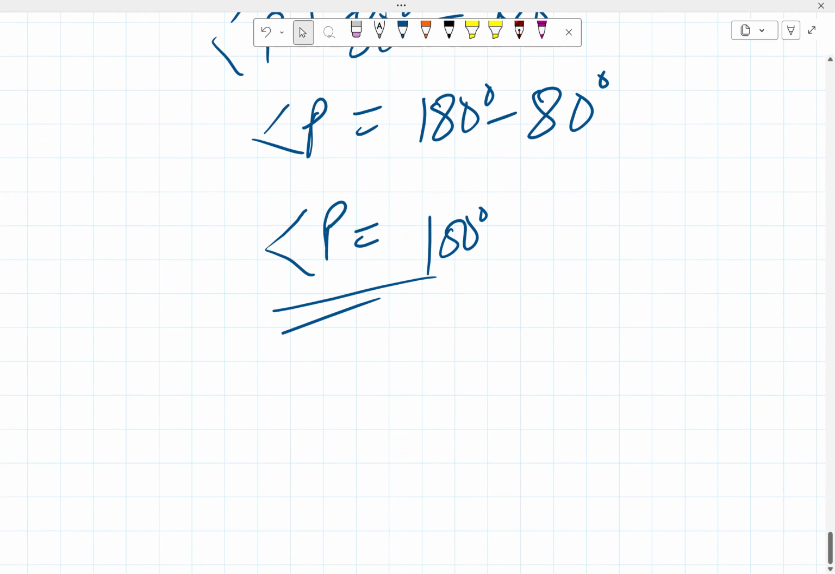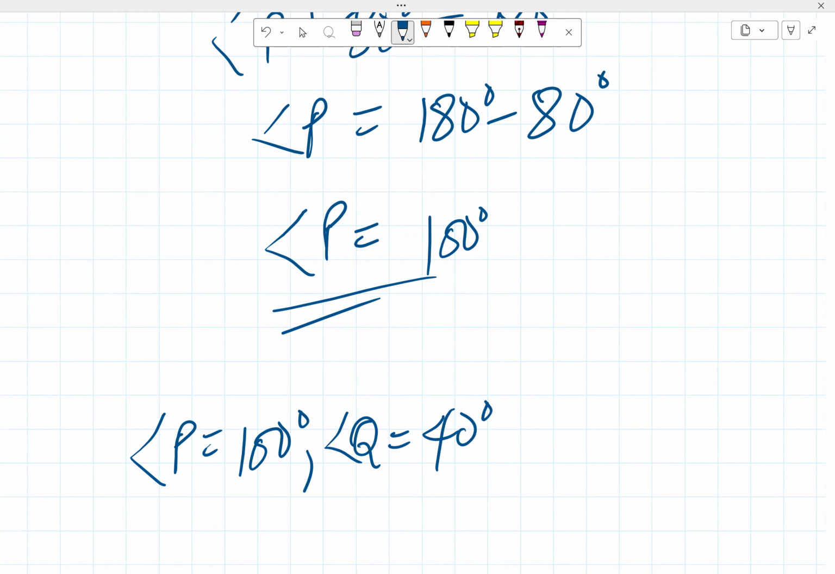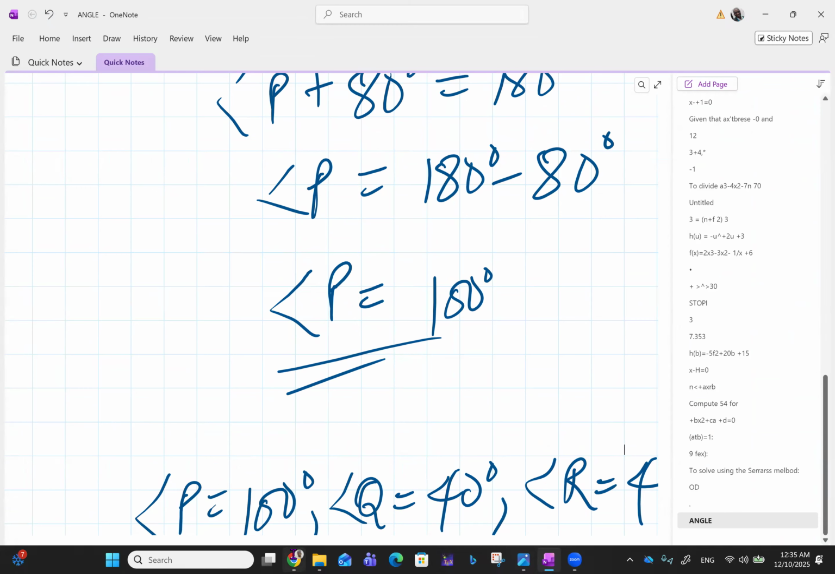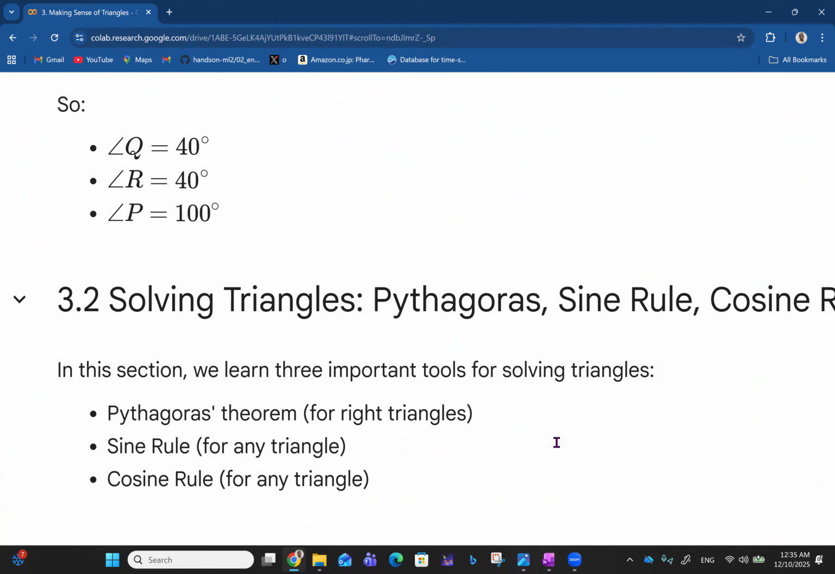Okay. And with that, now we know that angle P is 100 degrees, angle Q is 40 degrees, and angle R is also 40 degrees, because if we add everything together, you have 180 degrees. So that's how that goes. Then we move on here to the next thing.